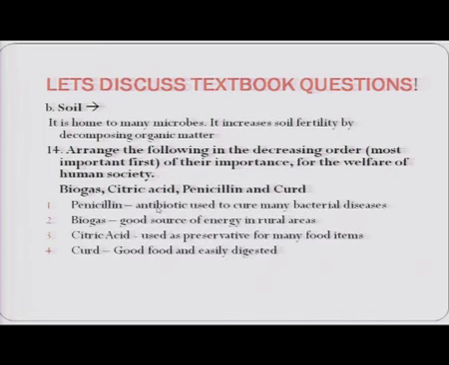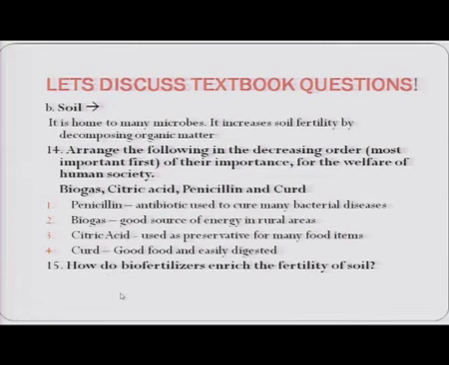So, penicillin, then biogas, which is a good source of energy, can help the people in rural areas. Then the citric acid, which is used as preservative for many food items, and lastly curd, which is good food and can be easily digested. So, this can be the order of arranging them: penicillin the most important, then the biogas which can be used as fuel, citric acid used for preparation of other compounds, and curd.